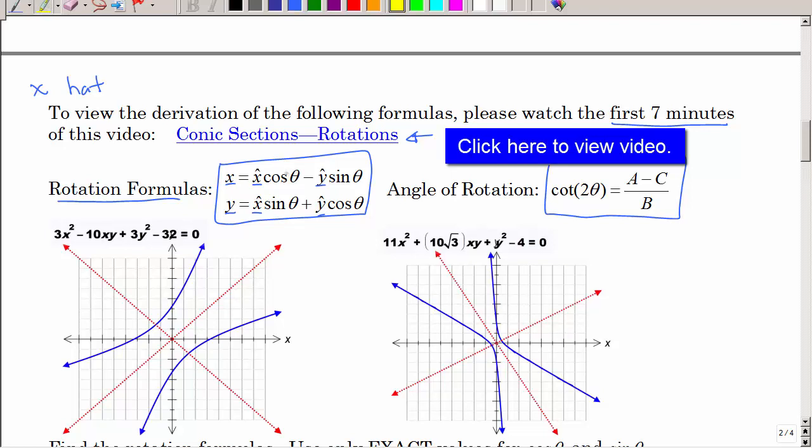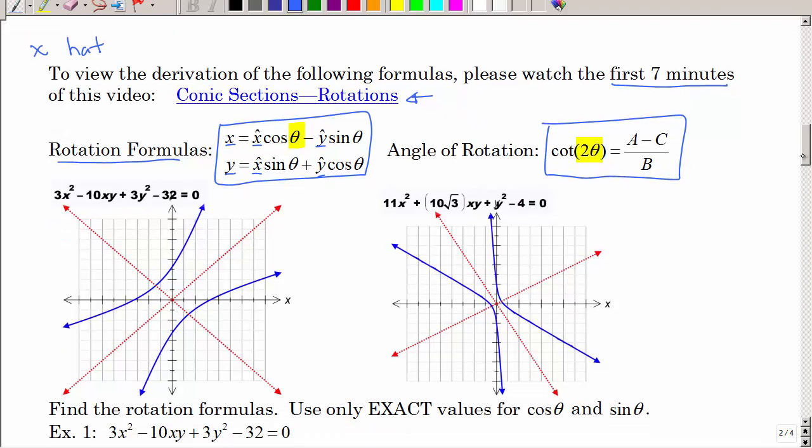Look at this carefully. This is theta, this is 2 theta. It's in terms of cotangent, which I know we're a little more uncomfortable using, but that's just what we're going to have to do. This A minus C over B relates to that general format.